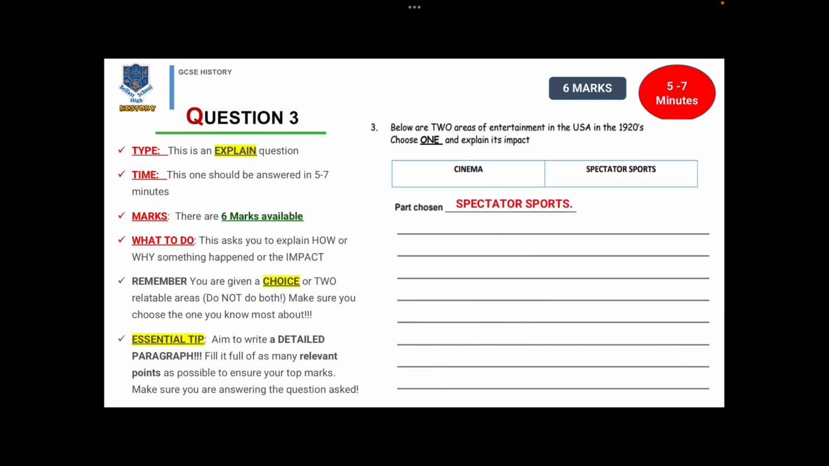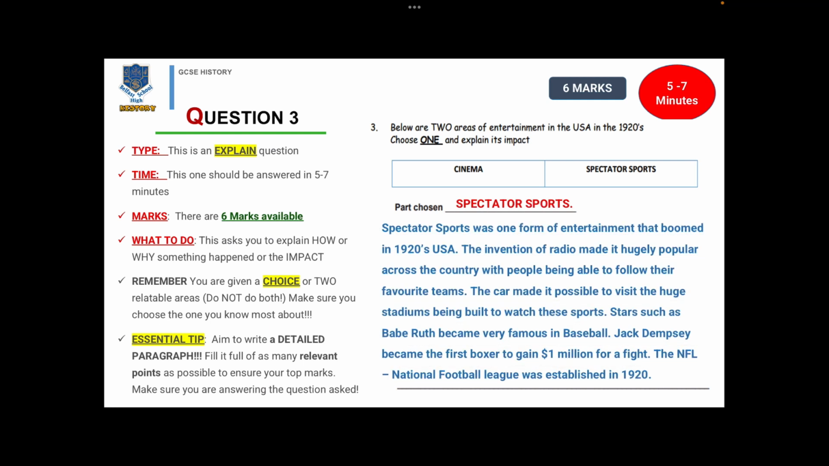So remember, you get a choice, you don't have to do both of these. I've just given you 2 examples here. So spectator sports, if I was doing that, this is what I would put down. Spectator sports was one form of entertainment that boomed in the 1920s United States. Okay. The invention of radio made it hugely popular across the country, with people being able to follow their favourite teams. The car made it possible to visit the huge stadiums being built to watch these sports.